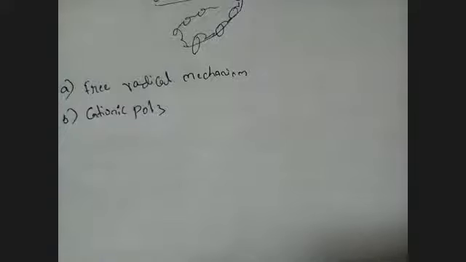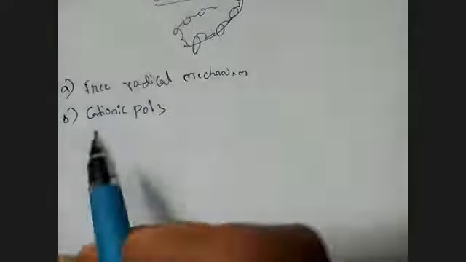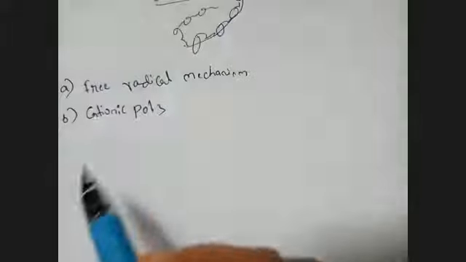Types of polymerization reaction. We have addition polymerization. Addition polymerization means we are going to add the monomeric units to the already existing polymer chain so that it becomes a grower. For addition polymerization, we have three classifications.